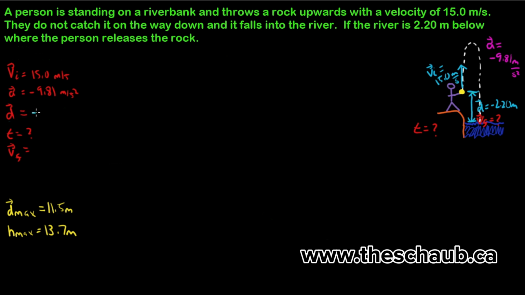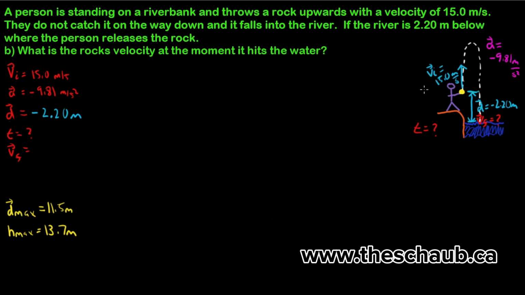So our displacement is negative 2.20 meters. So this is how far the ball is displaced from its starting position. So initially the ball goes up, reaches its maximum displacement here of 11.5 meters from its starting position, and then it comes back down. Here its displacement is 0, and then it goes down another 2.2 meters for a final displacement of minus 2.2 meters.